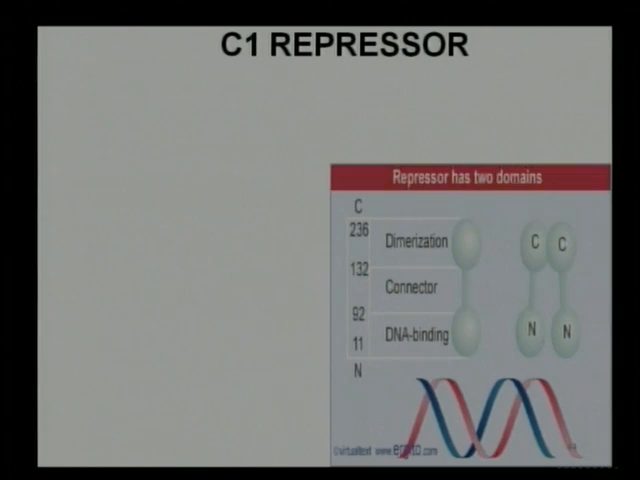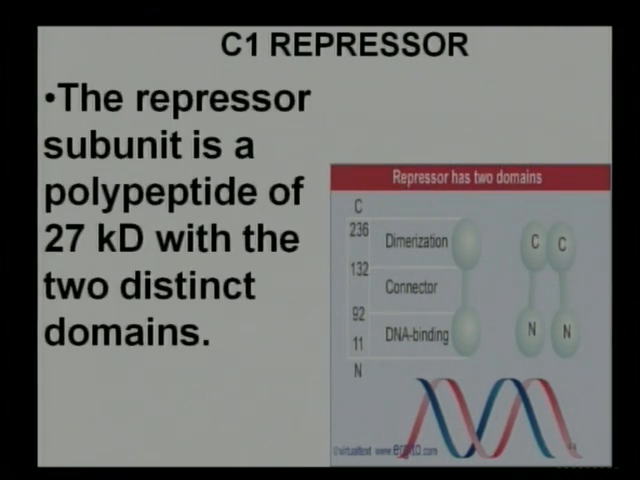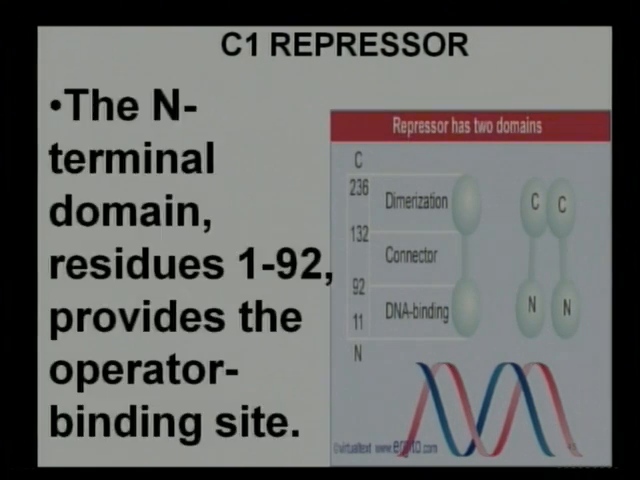Now, the C1, because it is a very important molecule, is further discussed. The C1 repressor protein is made up of two monomers, that is, it is a dimer which is connected by a connector molecule. So the C1 repressor has a 27 kilodaltons molecular weight. It has two distinct domains, that is the N-terminal domain, which has residues from 1 to 92, which provides the operator binding site.